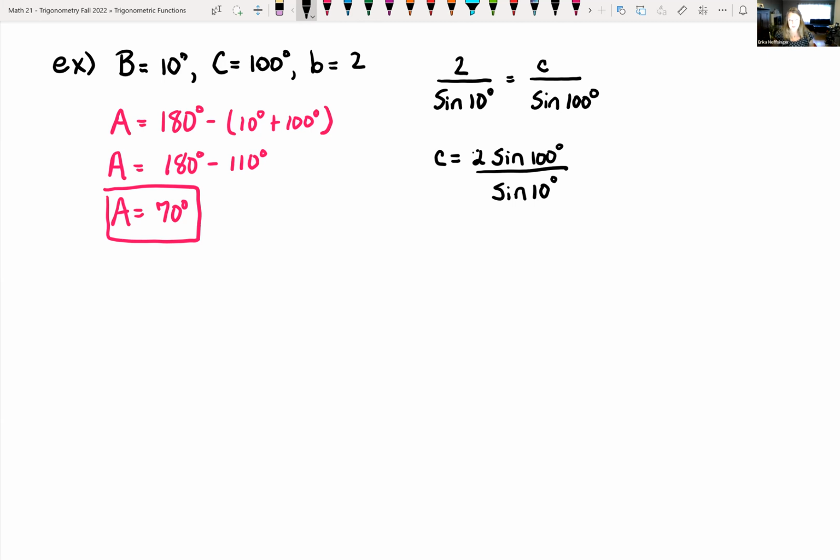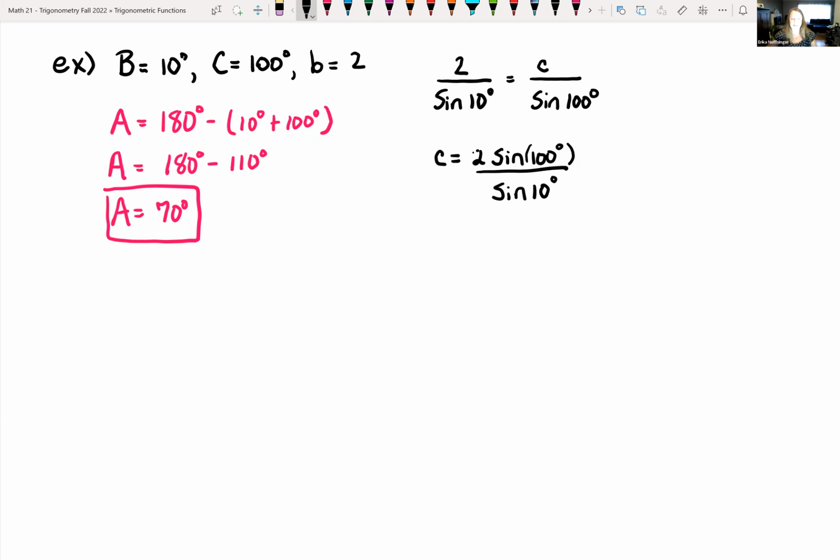So we want to plug this into our calculator. We want to make sure that our calculator is in degree mode and not radian mode. Also be careful when you're plugging this into the calculator. Make sure that you're closing off the parentheses of your angle if it starts there for you before you divide by that sine of 10 degrees. If not, your calculator is going to read that in the wrong order of operations.